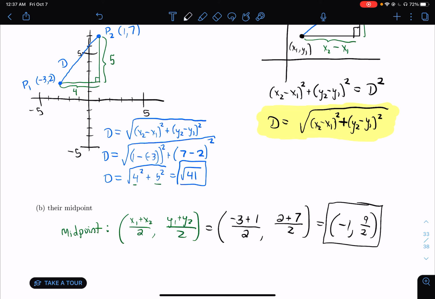So my picture, if I were to draw that, negative 1 is here. And at negative 1, my picture is not perfect, but that looks like about here-ish. That would be negative 1, comma 9 halves, my midpoint.